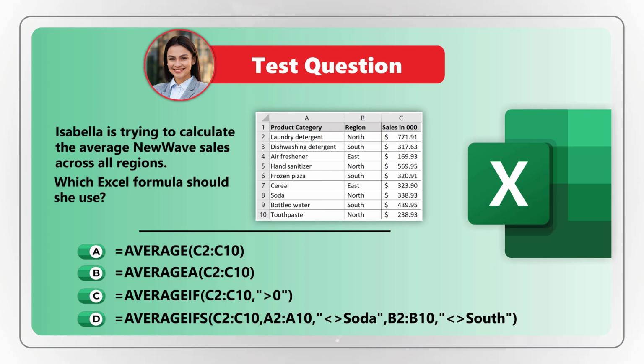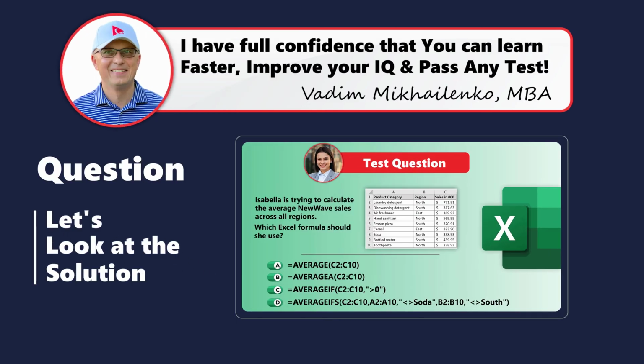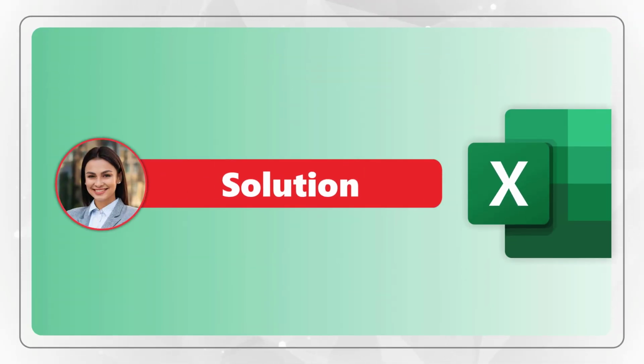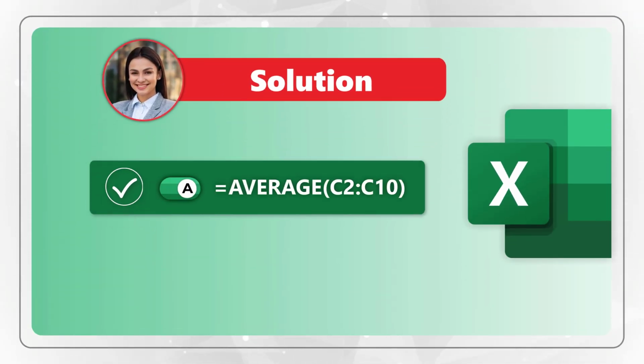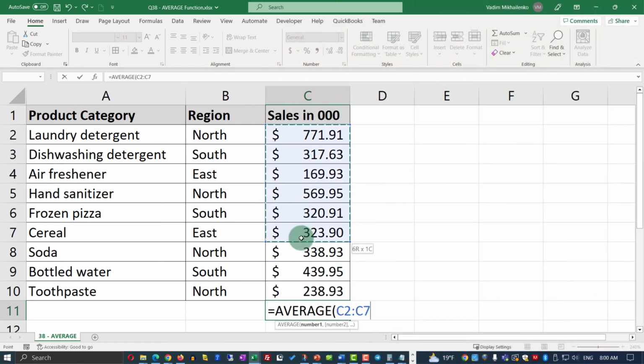Take a close look to see if you can come up with the right answer. And on my end, I am going to jump to Excel to show you my version of the solution. And obviously, if you have a better way to solve it, please make sure to post in comments. As you might have guessed, the correct answer is choice A. All you need to do is type the AVERAGE formula and then select the data set C2 through C10 to calculate the average sales value for all the regions.